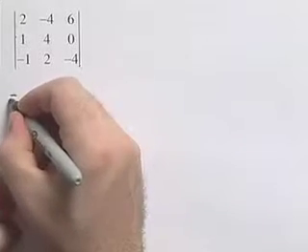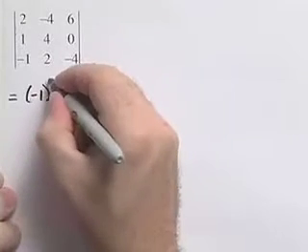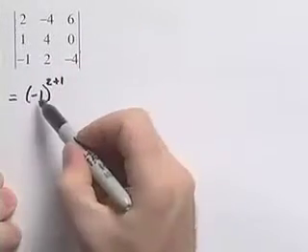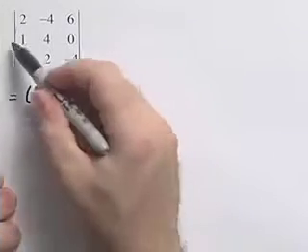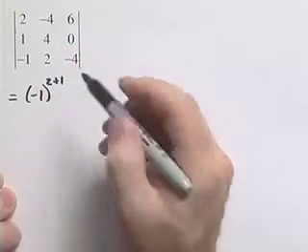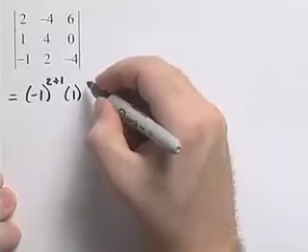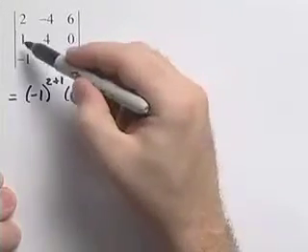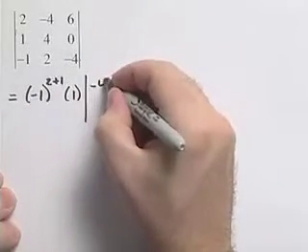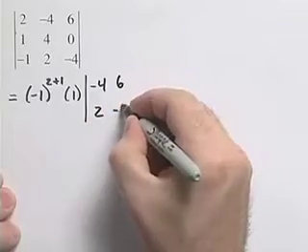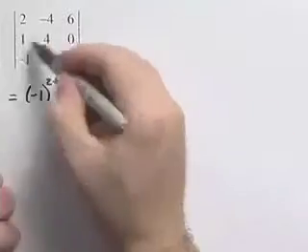When we expand across the second row, we're going to get -1 to the 2 plus 1 power. Remember that the power on -1 is equal to the sum of the row and column entries. So we're in row 2, column 1 here, so we have 2 plus 1. And the entry is 1. Then we need our minor determinant. Since we are using row 2, column 1, our minor will be -4, 6, 2, -4. Use the remaining entries if we ignore row 2 and column 1.